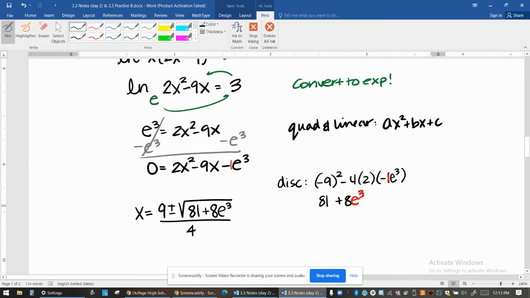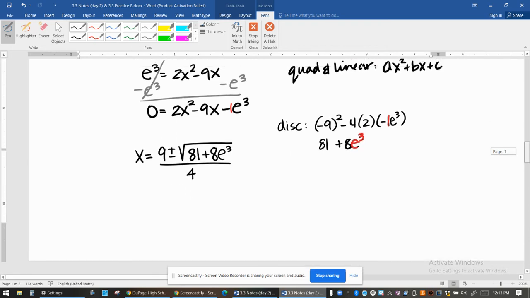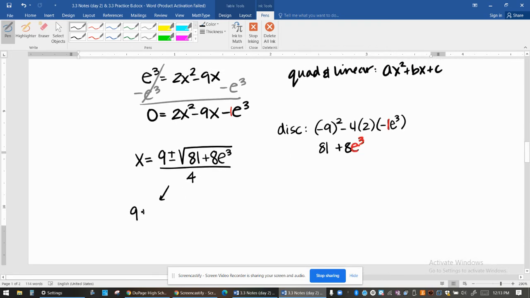And now you're going to take some time carefully putting it in your calculator. 9 plus the square root of 81 plus 8e cubed, over 4. Make sure that all of this is in the numerator, okay? Numerator and denominator. Then you can get your decimal value, because we ultimately need to check to make sure that both of these are true solutions.